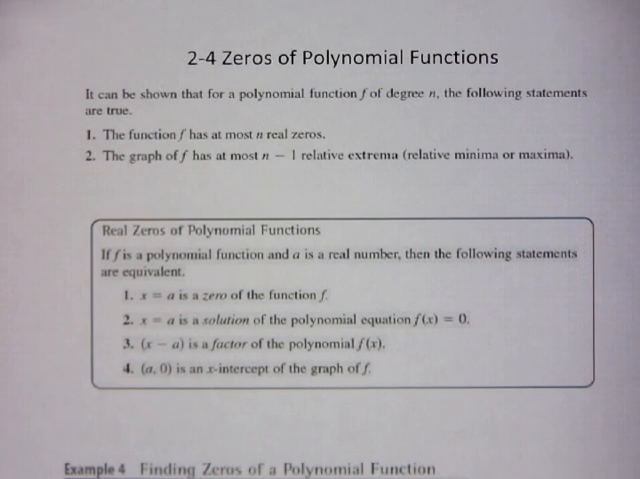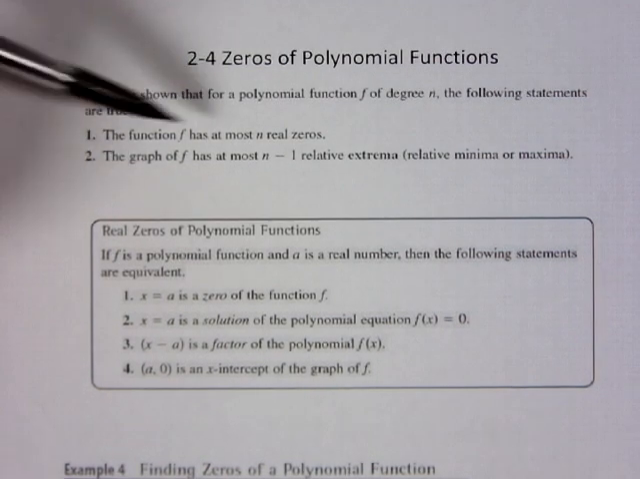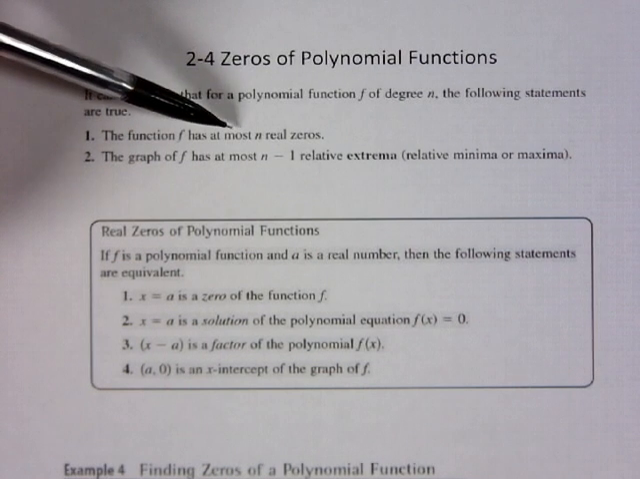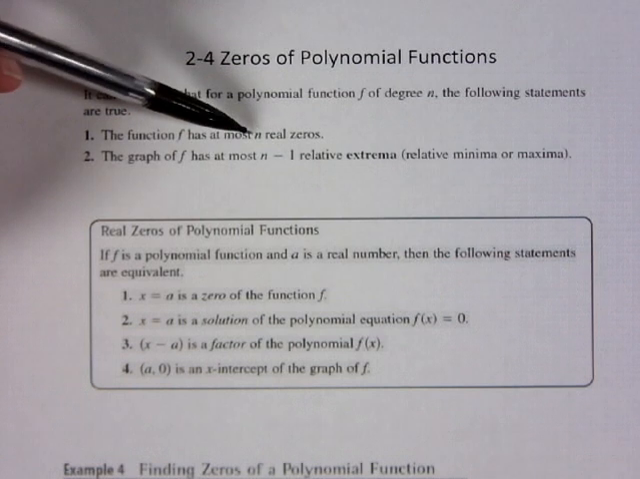So if it's quadratic, it can have at most 2 real zeros. If it's cubic, 3. If it's x to the 5th, degree 5, it can have at most 5 real zeros, and so on. All right? Now, that doesn't mean it has to have that many, depending on where the graph is, but it can't have any more than that number.